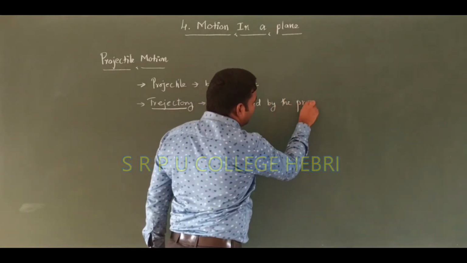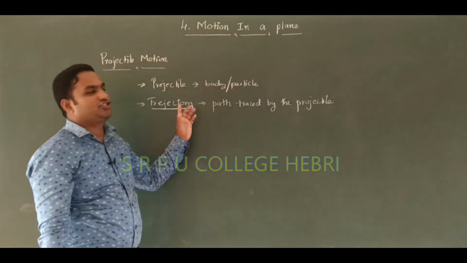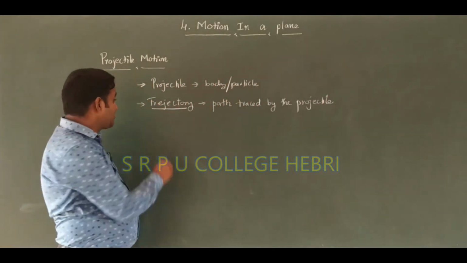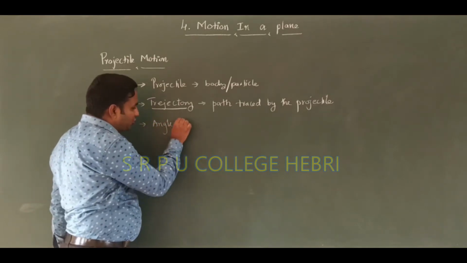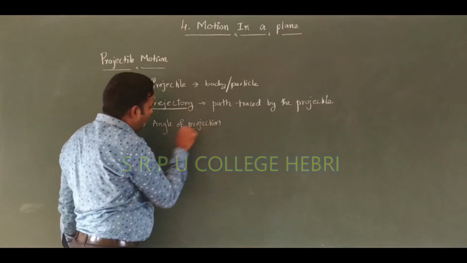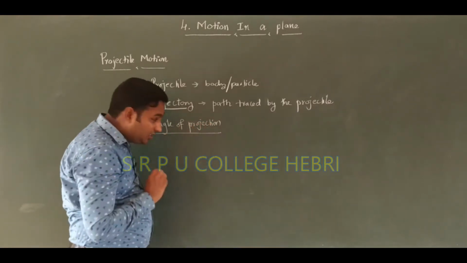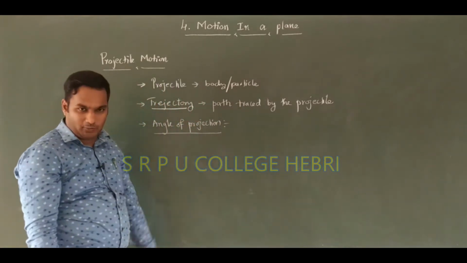Path traced by the projectile itself is called trajectory. And the next important thing is called angle of projection. The third important term we call angle of projection. Dear student, keep this word clearly in your mind. That is nothing but angle of projection.